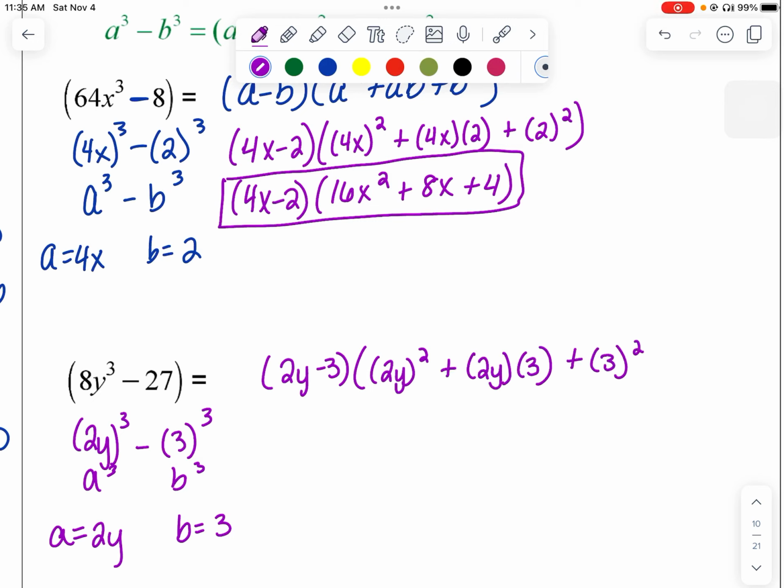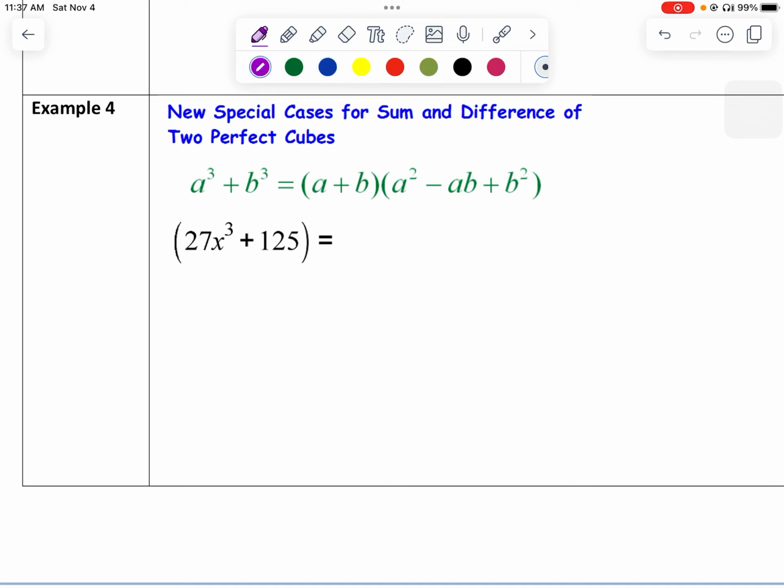If it is plus in the middle instead of minus, the formula is just slightly different. It still goes a squared, b squared, but it starts with a plus b, then a squared minus ab plus b squared. So this one is plus, minus, plus, where the other one is minus, plus, plus. Otherwise, they are the same. So, sum of perfect cubes. First, identify what your a and b are.